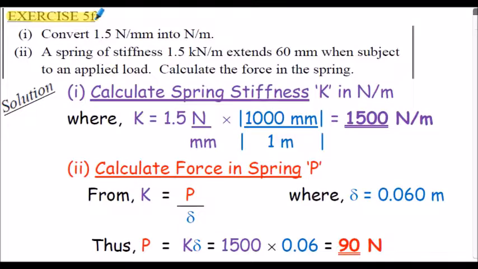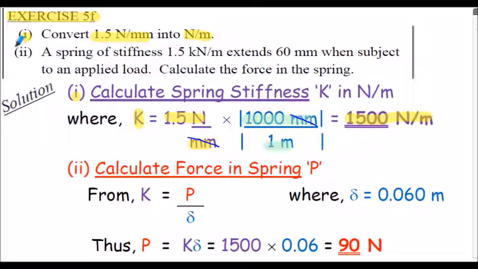Exercise 5F, part 1 asks us to convert the spring stiffness from 1.5 newtons per millimeter into newtons per meter. So given that K is 1.5 newtons per millimeter, using a unity bracket here, unity is 1000 millimeters in 1 meter. Remember, these are cancelling unity brackets, so the millimeters on the top cancel with the millimeters on the bottom here, and that leaves us with a spring stiffness of 1500 newtons per meter.